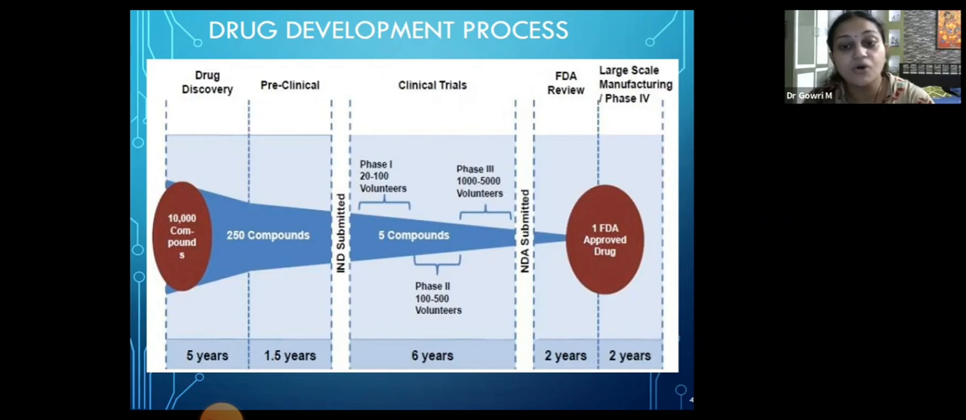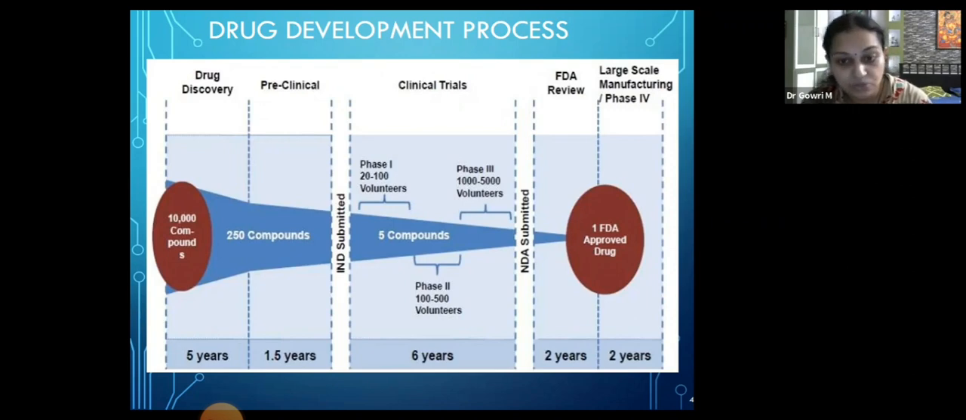In the clinical trials, of course, there are three phases: phase 1, phase 2, and phase 3. Phase 1, we will be doing in healthy volunteers. Next, for those that have passed this phase 1 level, that is, no problems have been detected in the volunteers, no side effects seen, then what will we do?